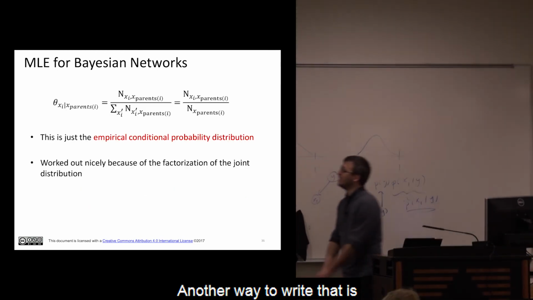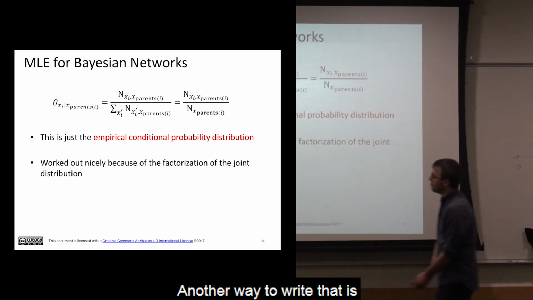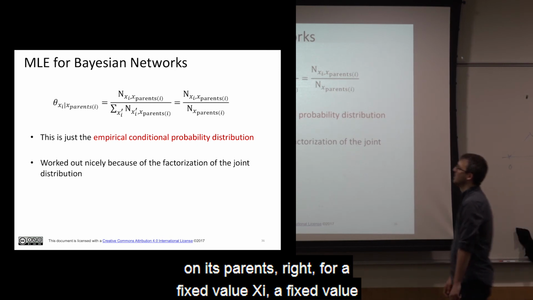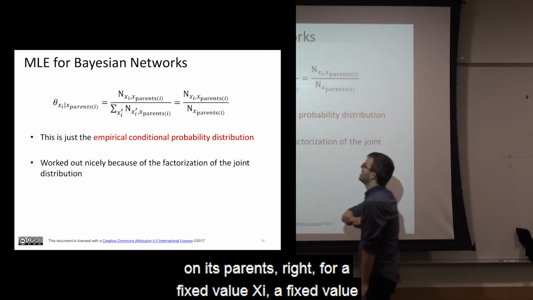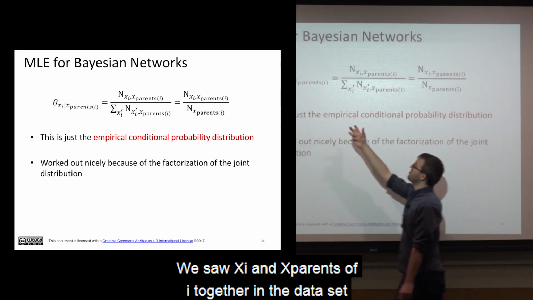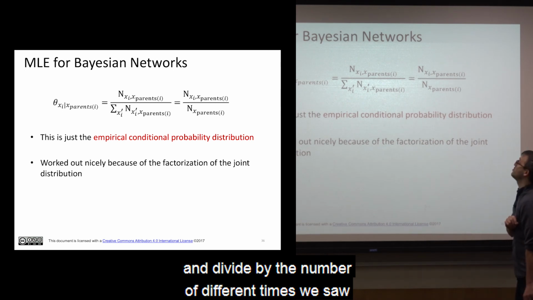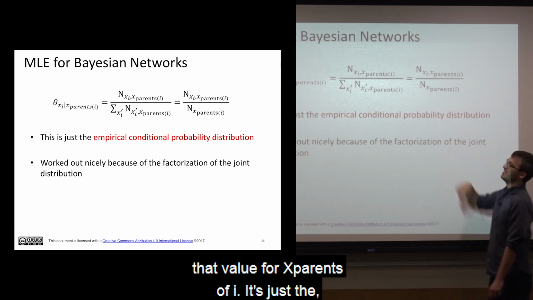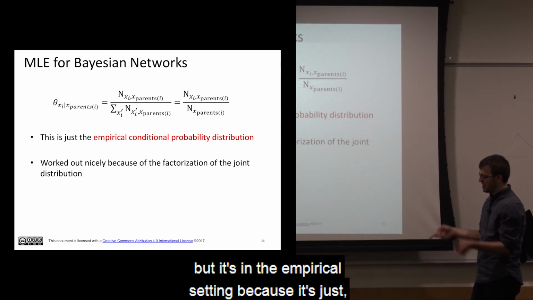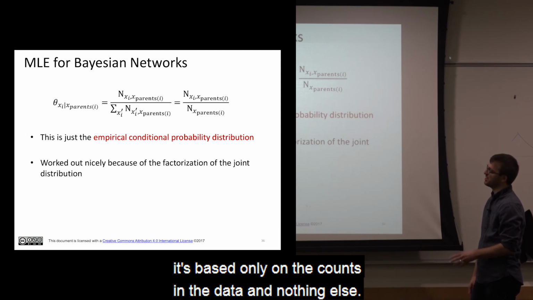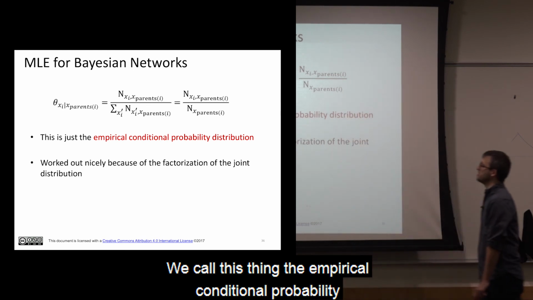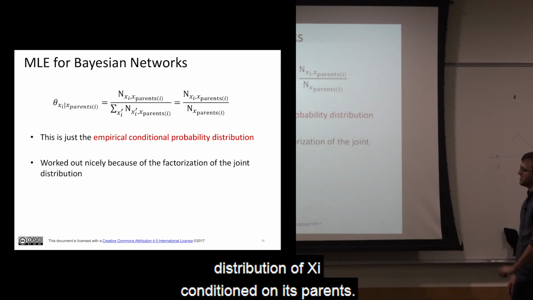Another way to write that is that the maximum likelihood estimator for the conditional probability of xi conditioned on its parents, for a fixed value of xi and a fixed value of its parents, we just look at how many times we saw that particular configuration, xi and x parents of i together in the data set, and divide by the number of different times we saw that value for x parents of i. It's just an application of Bayes' rule, but it's in the empirical setting because it's based only on the counts in the data and nothing else. We call this thing the empirical conditional probability distribution of xi conditioned on its parents.